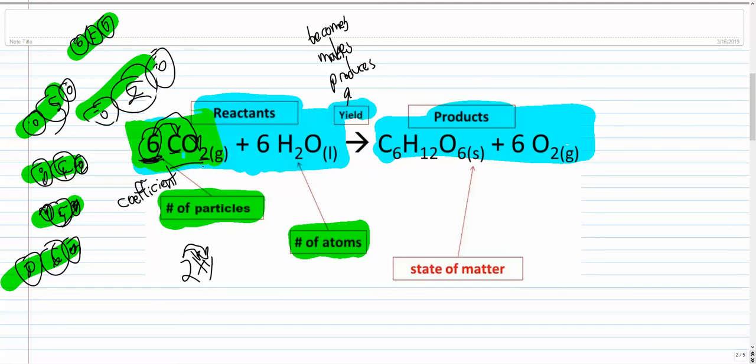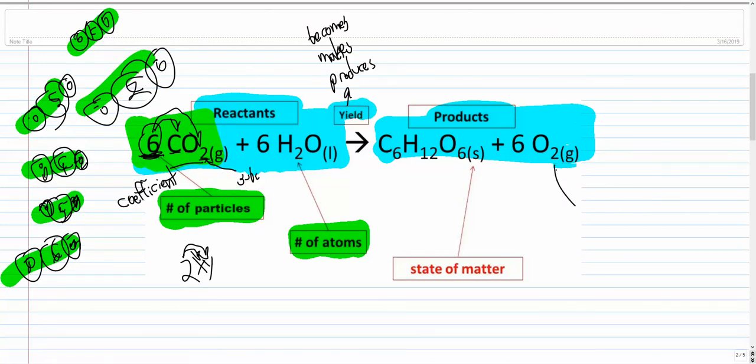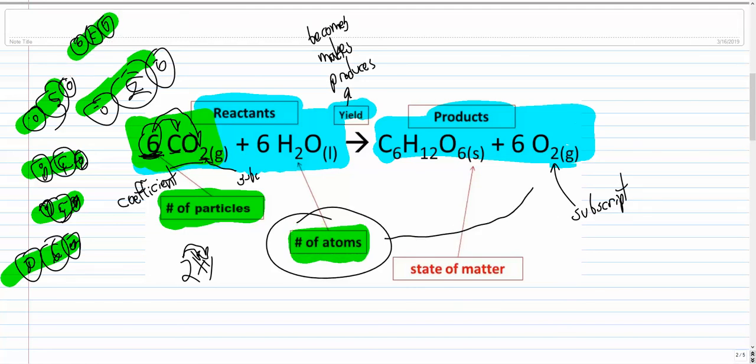And I didn't mention officially, this little 2 down here is called a subscript. Now look at that horrible writing. I'll just sneak over here and draw an arrow at this little 2. That's called a subscript. And that tells us how many atoms there are in that particle. So there's 2 oxygen atoms per particle of oxygen.